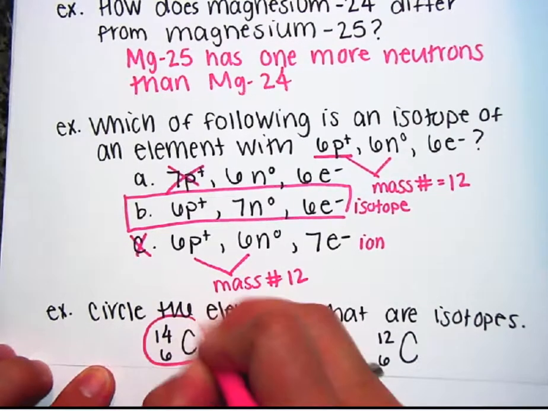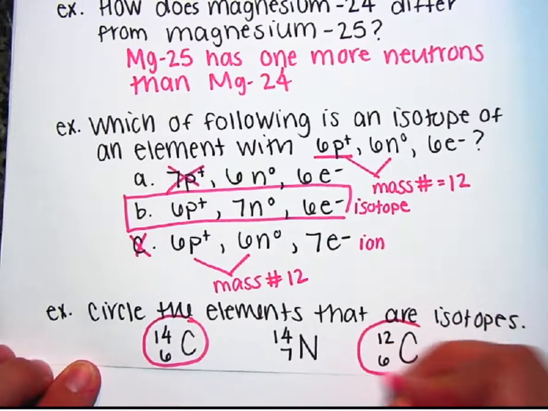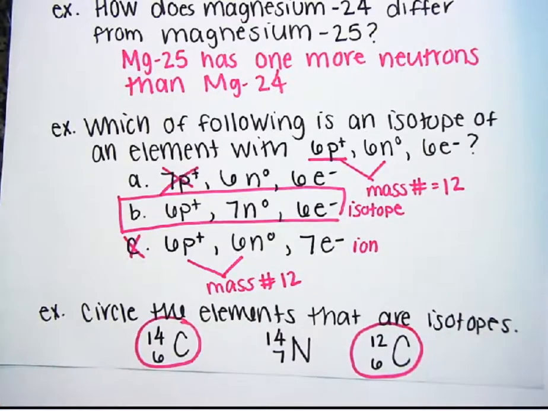So carbon 14 and carbon 12 would be the isotopes. They both have 6 protons. Carbon 12 would have 6 neutrons. Carbon 14 would have 8 neutrons.